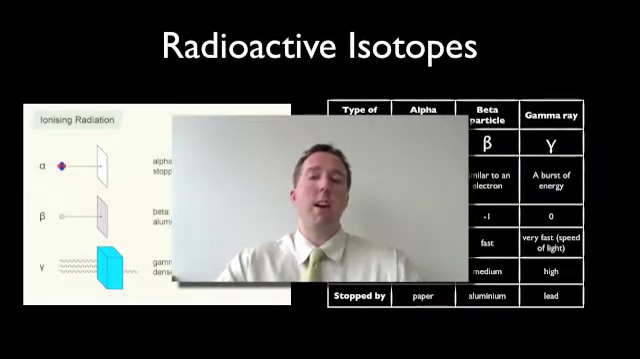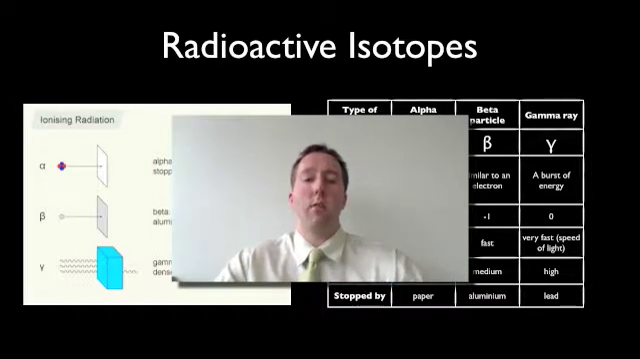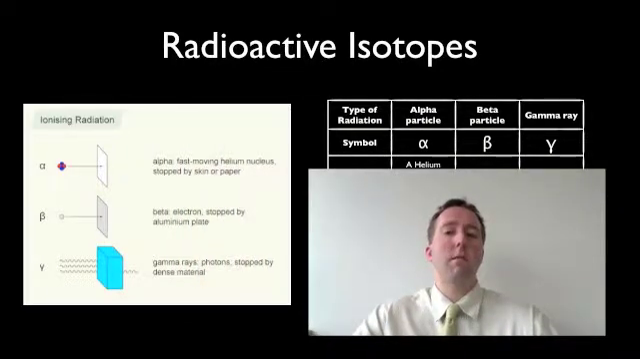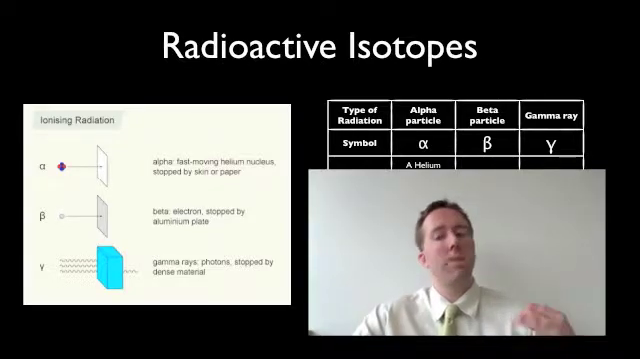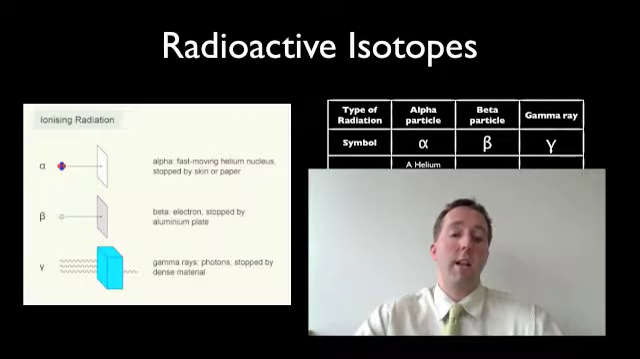Some isotopes are actually radioactive, so they emit radiation, which is really quite dangerous. And there's actually different types of radiation. There's alpha particles, there's beta particles, and there's gamma rays. So different types of radioactive isotopes can and do emit different types of radiation.